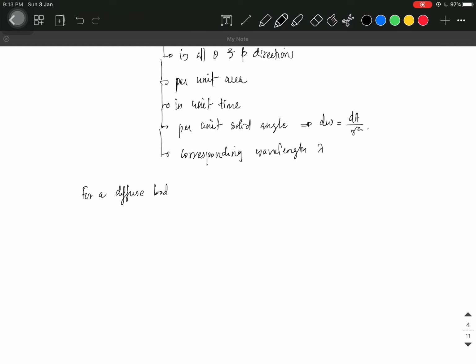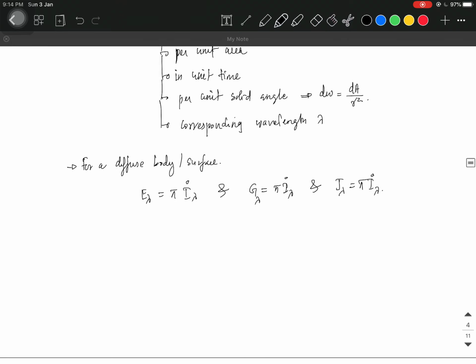For a diffuse body or surface, the spectral emissive power E lambda is equal to pi into I dot lambda, and the spectral irradiation G lambda is equal to pi into I dot lambda, and J lambda, that is the spectral radiosity, is nothing but pi into I dot lambda. Please remember, this is for the particular case of diffuse bodies or diffuse surfaces.